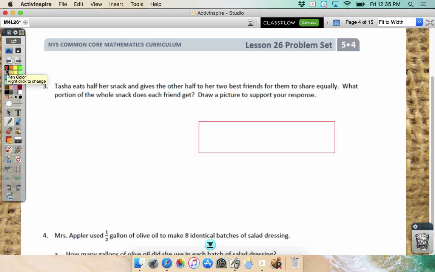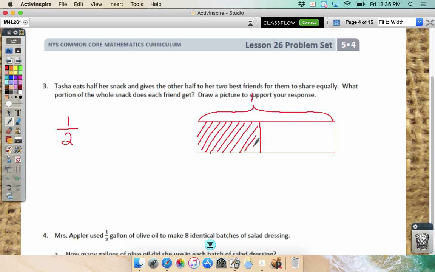Half, okay? So it says Tasha eats half her snack and gives the other half to her two best friends. So if I show half, it's going to look like this. You agree? Okay.